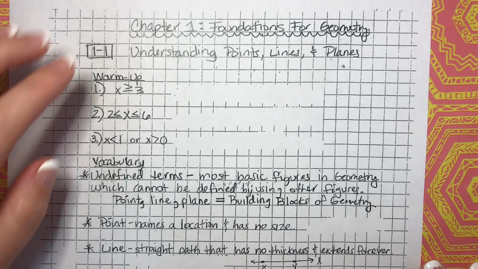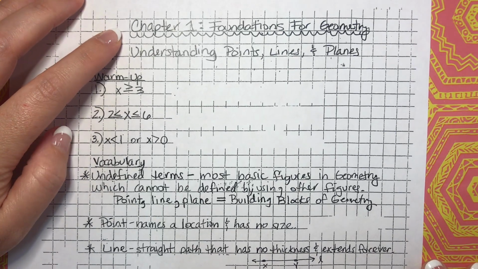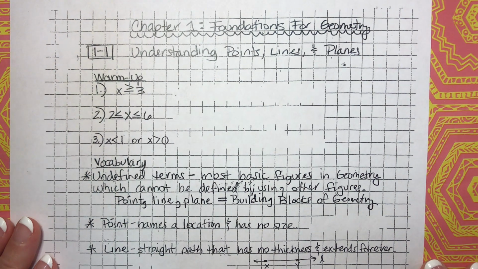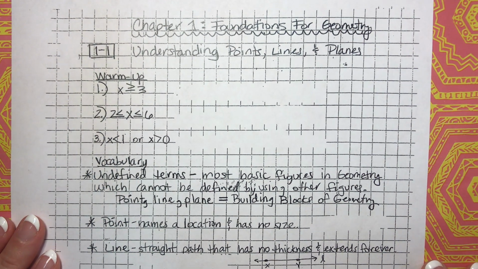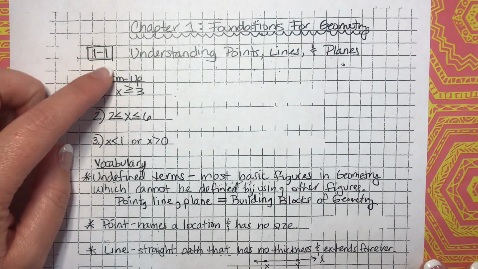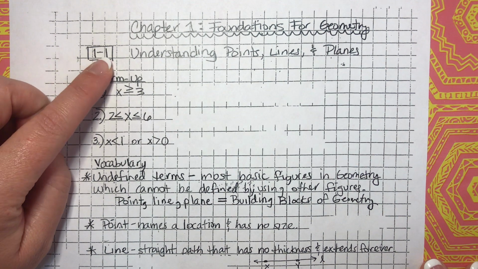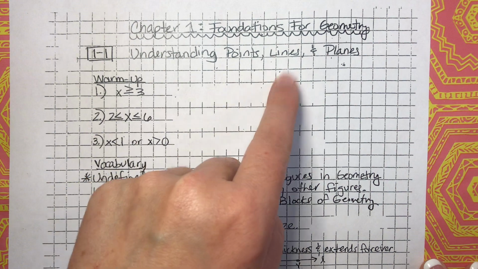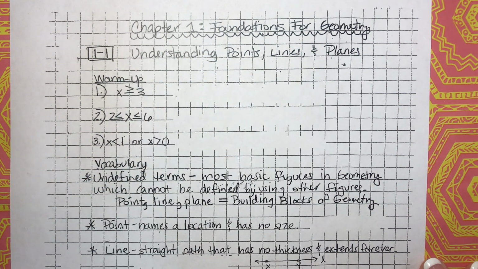This is our first chapter, chapter 1, Foundations for Geometry, and within this chapter we're really going to be setting up all the concepts and things in geometry that you need to know to be successful for the entire year. And here we go, 1-1, that means chapter 1, lesson 1. That's the first thing we're going to talk about, understanding points, lines, and planes. So those are the things we're going to be discussing today in class.